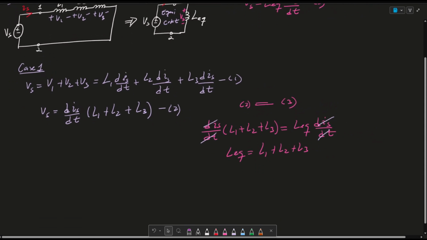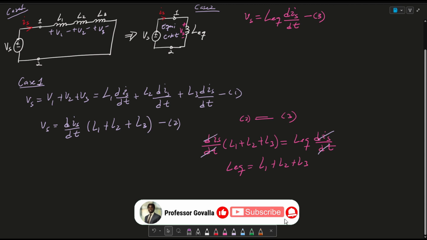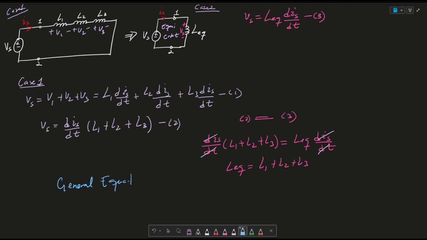So this leads us to writing out what I consider to be the general equation. We can say that the general equation for inductors in series is L equivalent equals L1 plus L2 plus dot dot dot plus Ln, which is simply the sum of Li from i equals 1 to n.